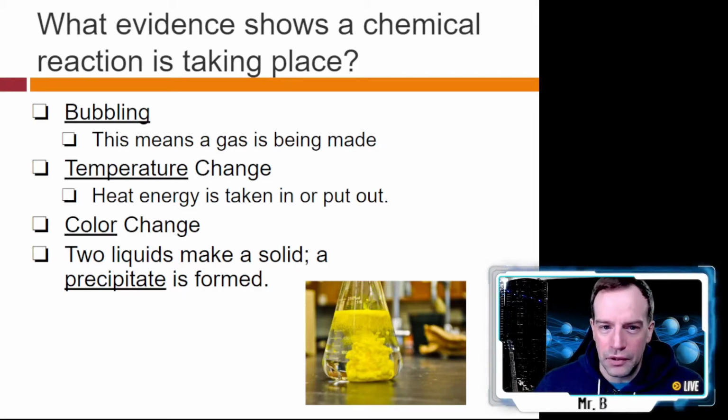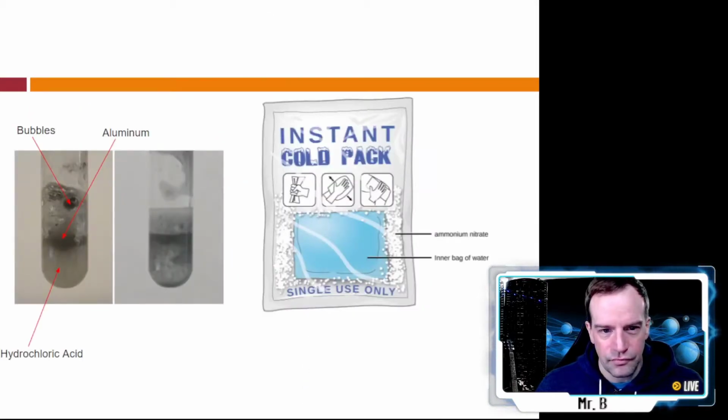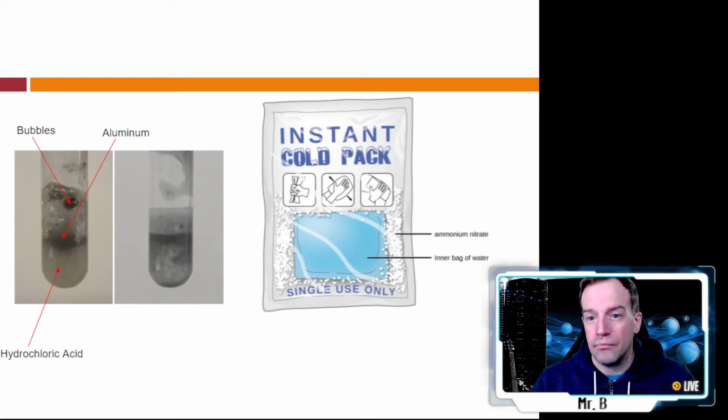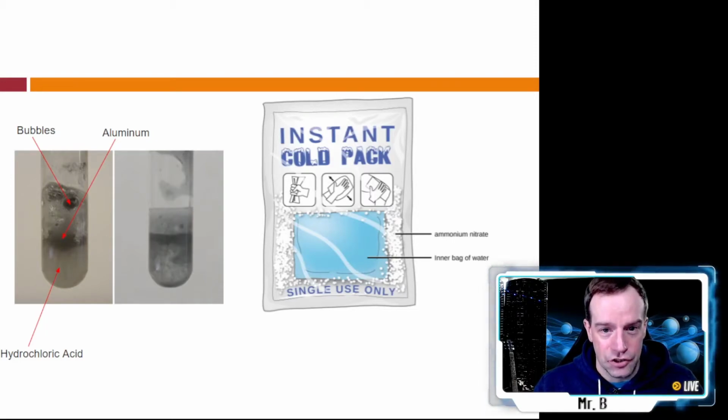You will also be familiar with bubbling. If you ever mixed baking soda and vinegar together, you get bubbling. Now here's a picture where you put aluminum and hydrochloric acid together, and you end up getting some bubbles produced. That bubbling is evidence of a chemical change or a chemical reaction.